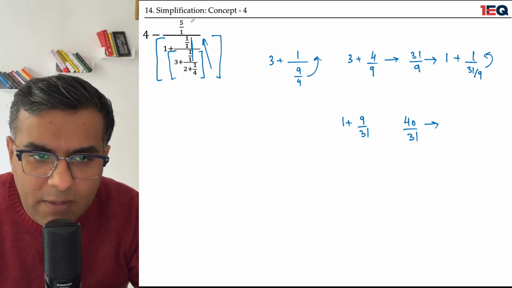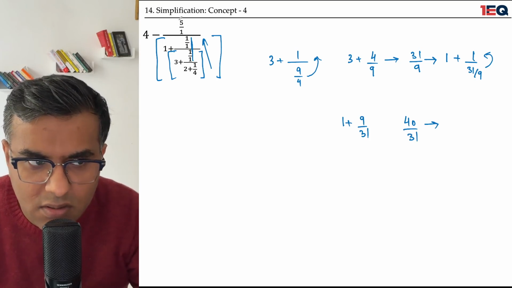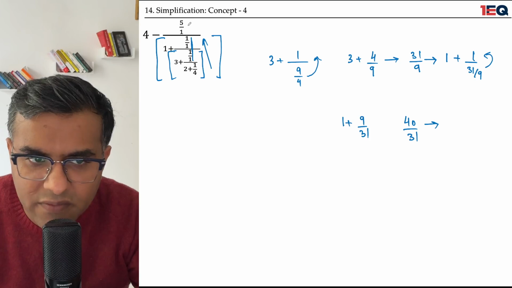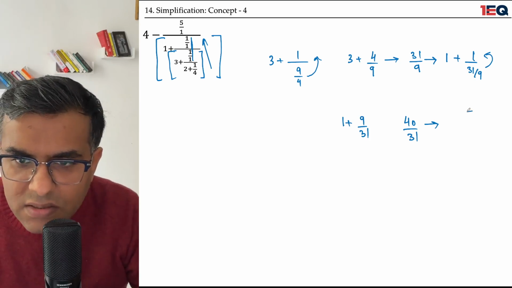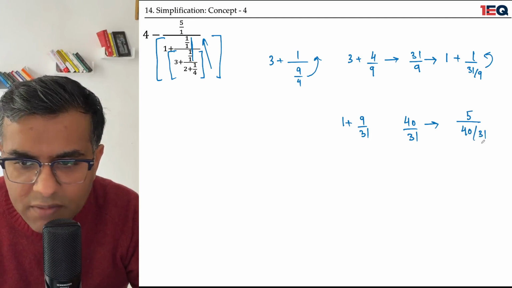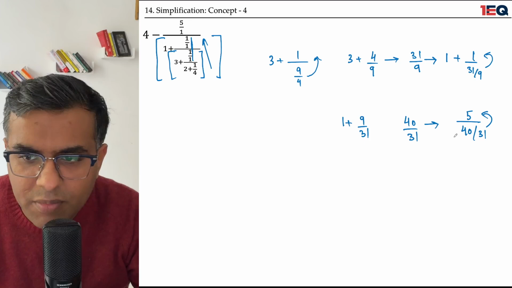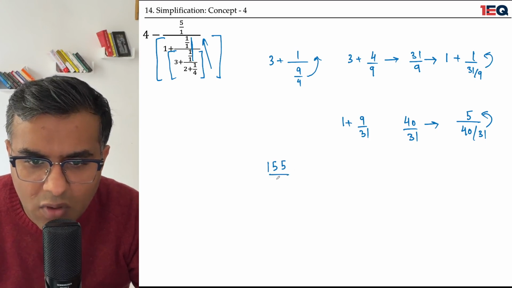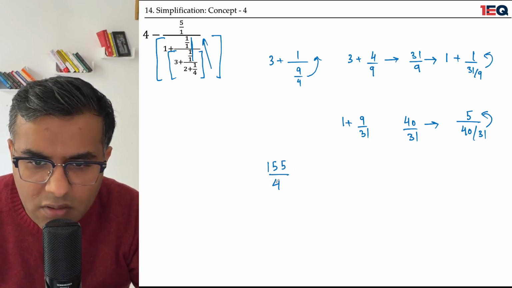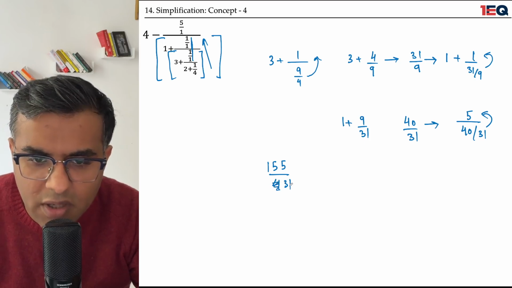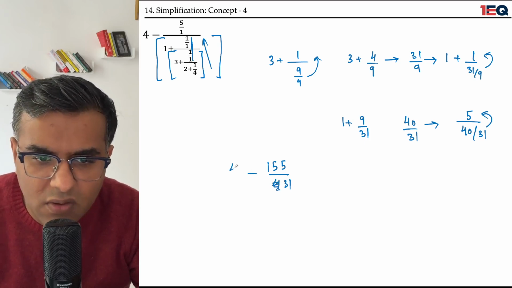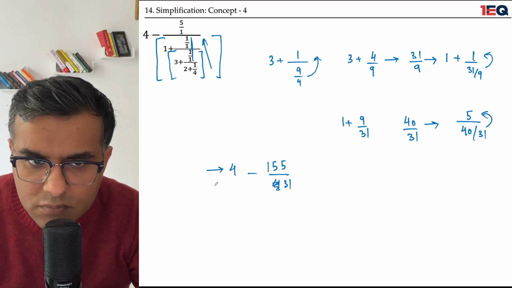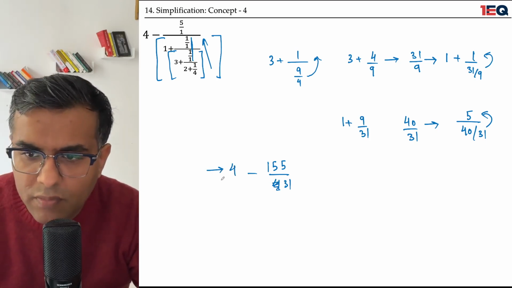Now, I'll be solving the biggest equation, which is on the right hand side of the minus. It says 5 upon 40 divided by 31. This 31 would move up. 31 into 5 is 155 whole upon 31. And there is a minus of 4 over here. There's a minus of 4 over there.